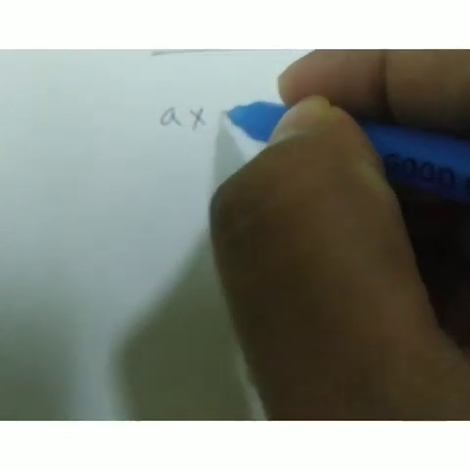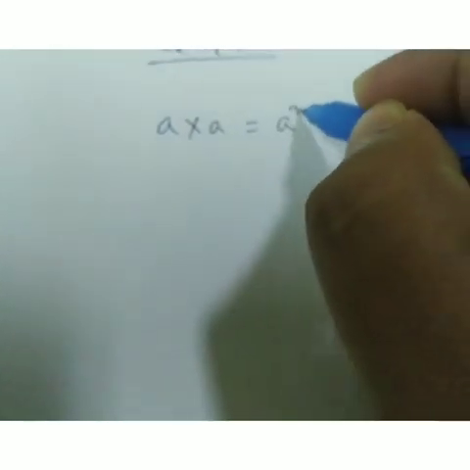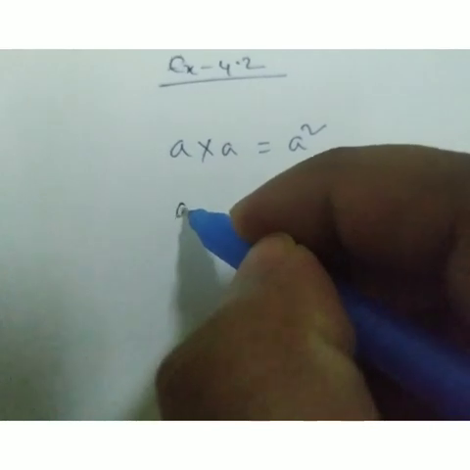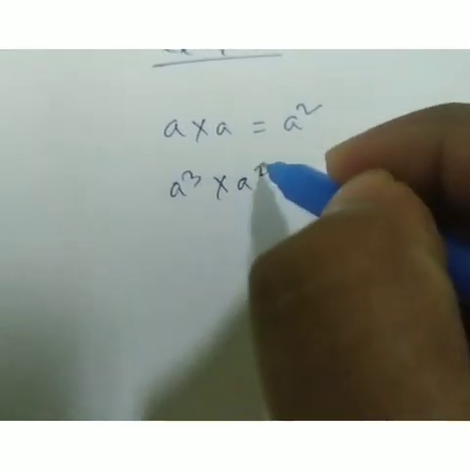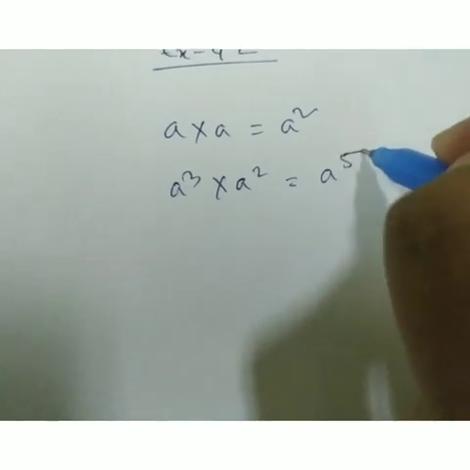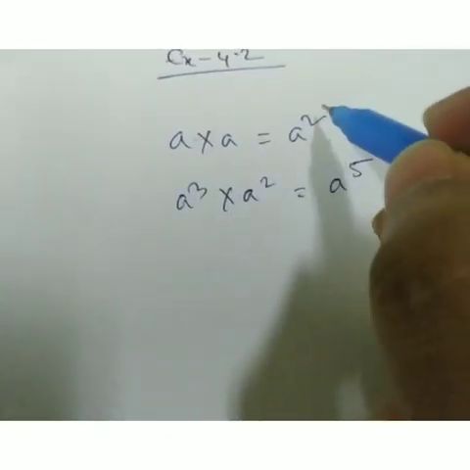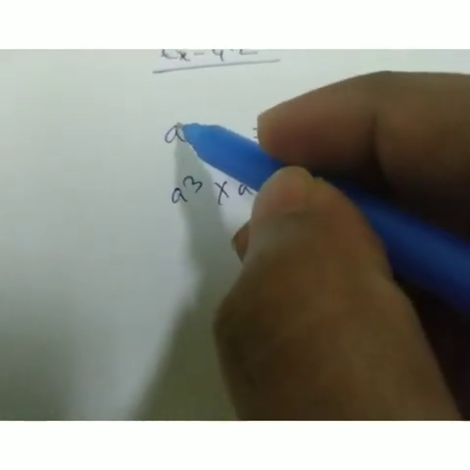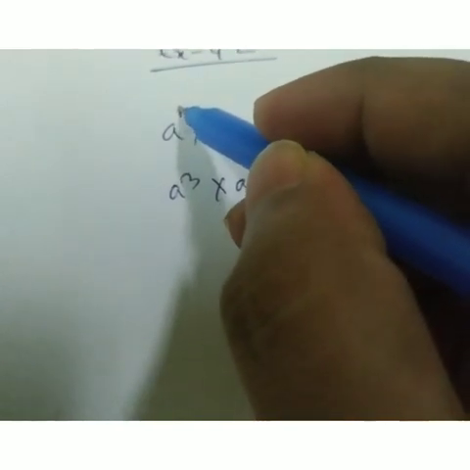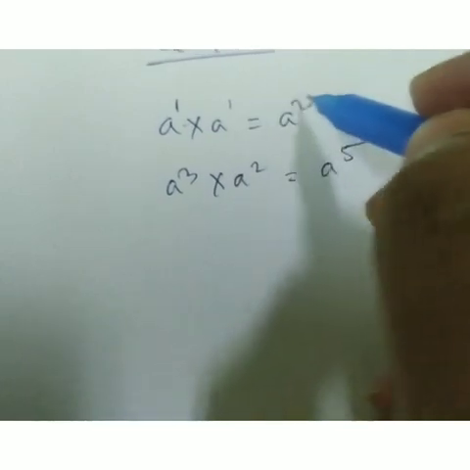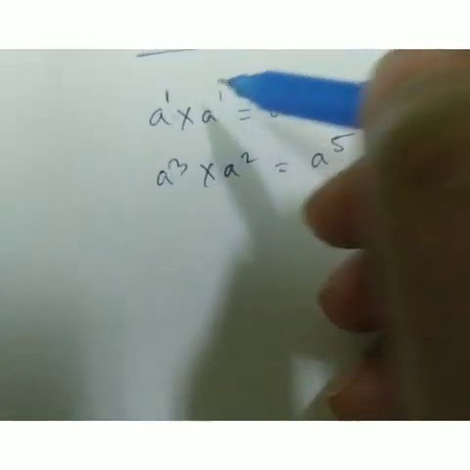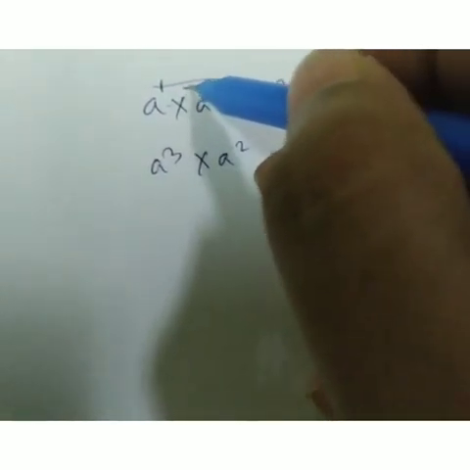Let's say a into a, we got what? A square, right? So a cube into a square, for example, the power gets added up, 3 plus 2, that's a to the power 5. A into a square, how does it become a square? Because we know if there is nothing, the power is 1. A to the power 1 into a to the power 1, 1 plus 1, it's actually a square. So a into a means we get a square, right?